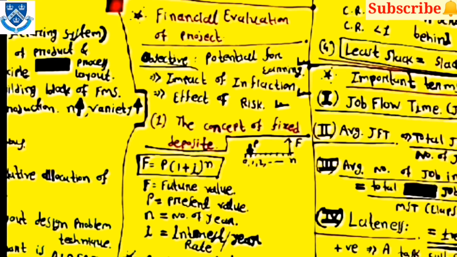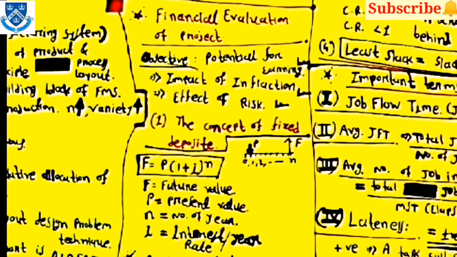Then some equations for the financial evaluation of a project. The objective of the financial evaluation of a project is the potential for earning, the impact of inflation, then the effect of risk. First one is the concept of fixed deposit.